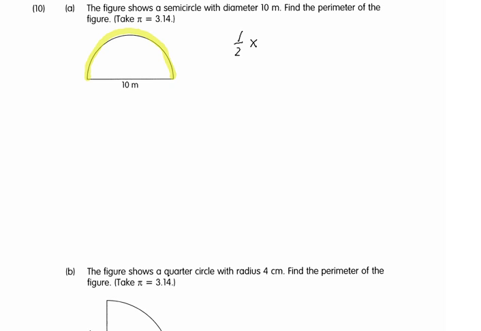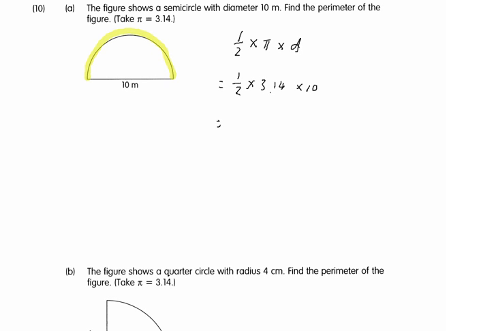Pi multiplied by diameter, right? Yes, do you all agree with him? So pi multiplied by diameter, and we are having half of it. Okay? So in this case, pi is 3.14 according to the question, and the diameter is 10.